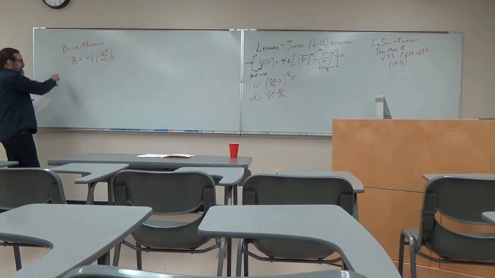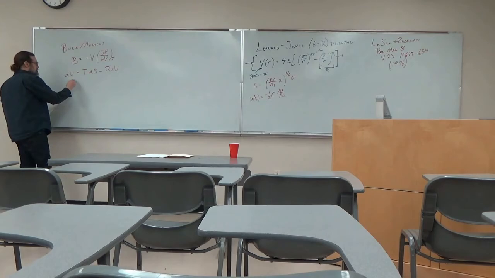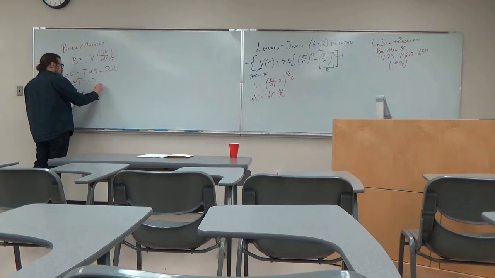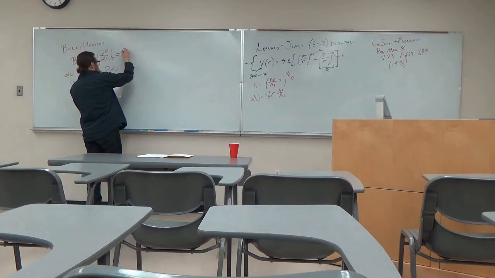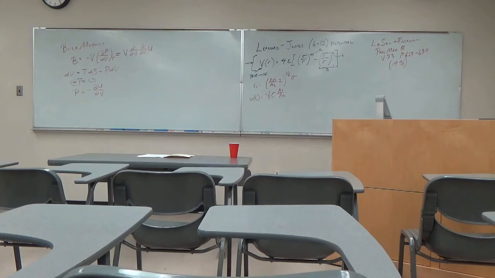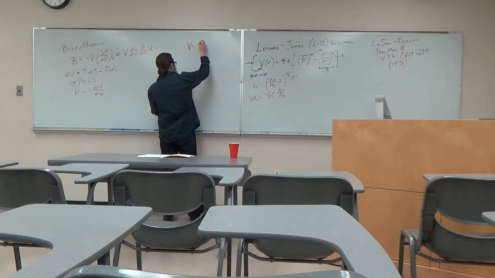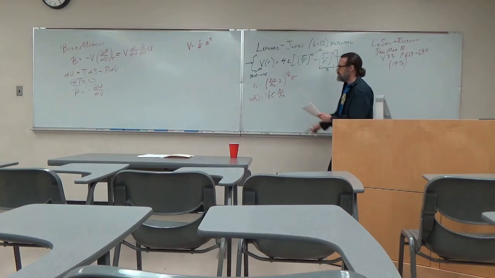We know that dU is equal to T dS minus P dV, and at T equals 0, P is equal to minus dU dV, which means that we can rewrite the bulk modulus as V d by dV d by dV U. Now we have the bulk modulus as a function of the energy per cell. The volume of the cell is equal to 1/4 a cubed, and that's because, again, we're doing FCC. Right, that's what we had derived there.